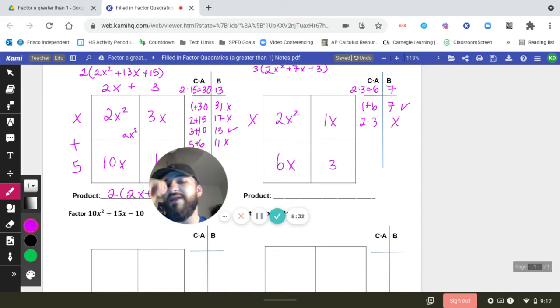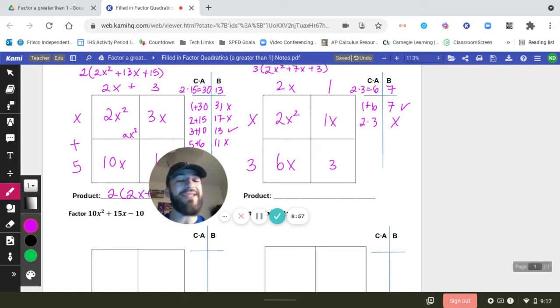Okay, 2x squared and 6x, I can take an x out of both, and 2 and 6, both divisible by 2. So 2x goes up on the top. All right, moving down to our bottom row, 6x and 3, those are both divisible by 3, so I can take a 3 out of both of those. And then final column, 1x and 3. I can't take anything out of that, so that's just going to be a 1 up in the top.